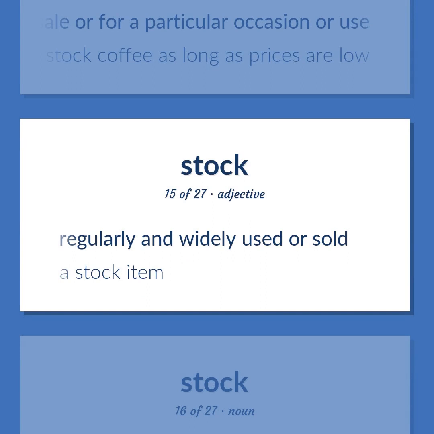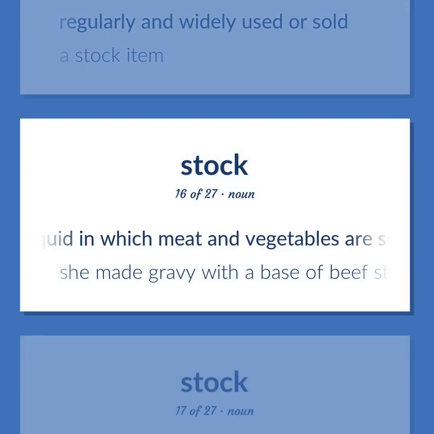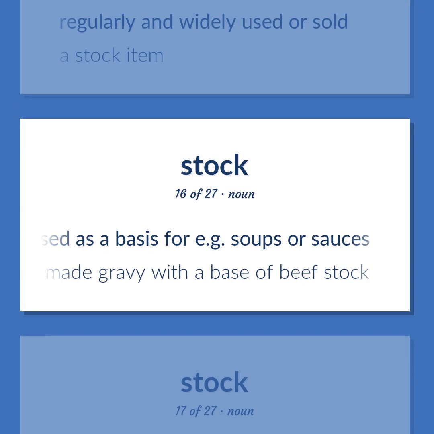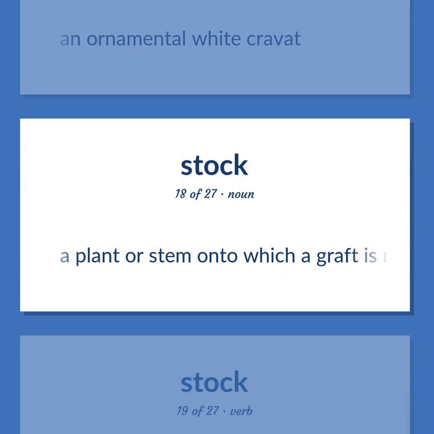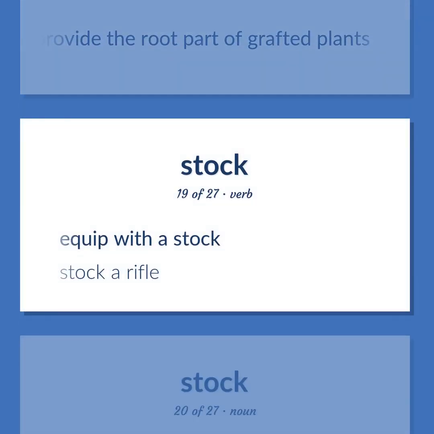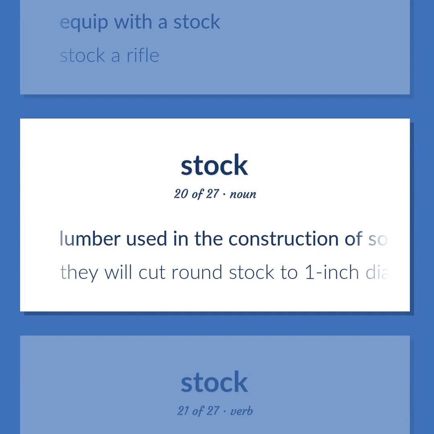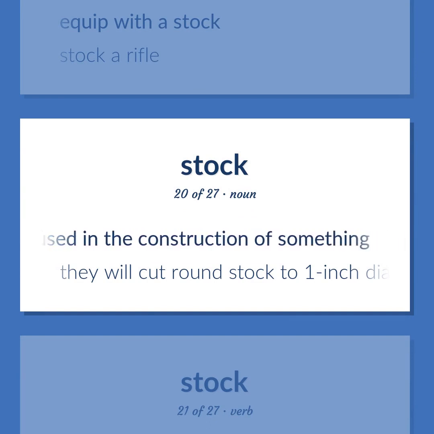Regularly and widely used or sold. A stock item. Liquid in which meat and vegetables are simmered, used as a basis for e.g. soups or sauces. She made gravy with a base of beef stock. An ornamental white cravat. A plant or stem onto which a graft is made, especially a plant grown specifically to provide the root part of grafted plants. Equip with a stock. Stock a rifle. Lumber used in the construction of something. They will cut round stock to 1 inch diameter.